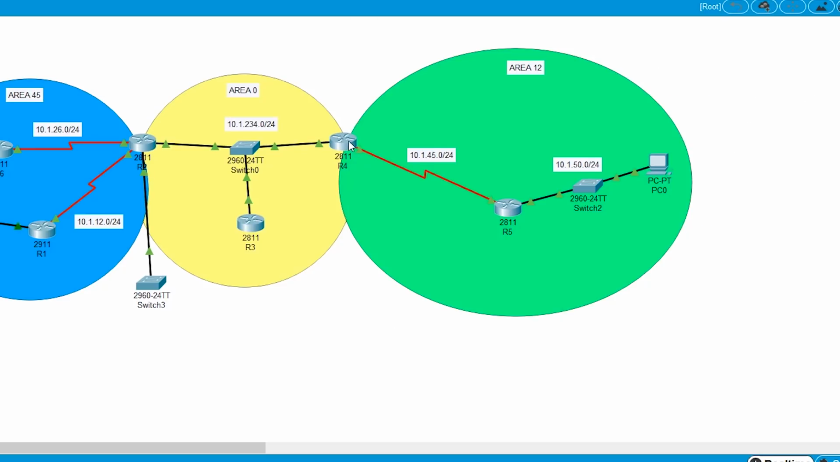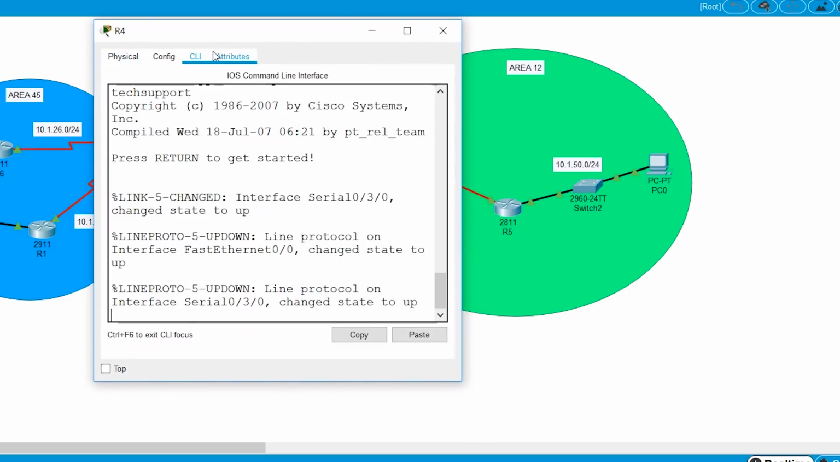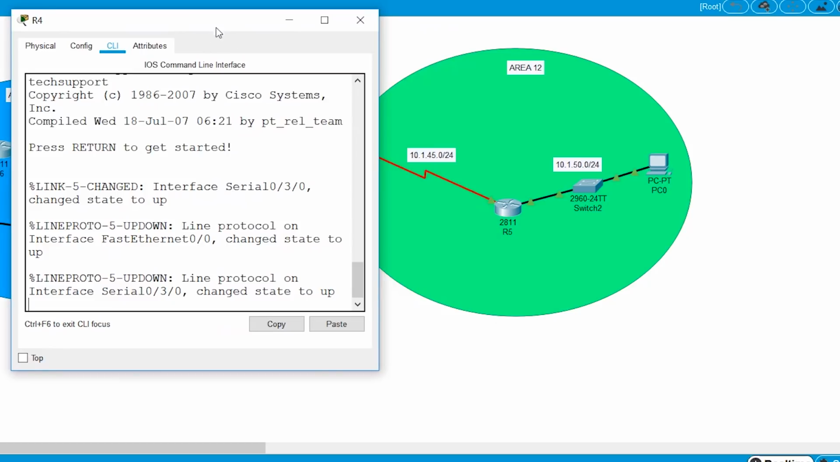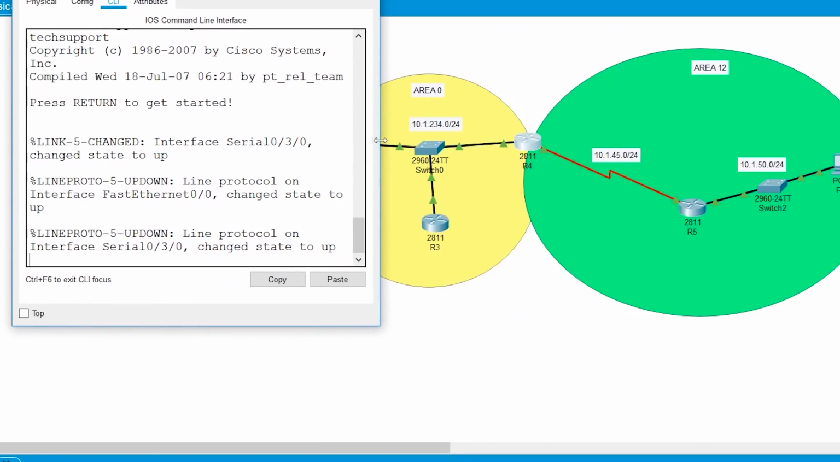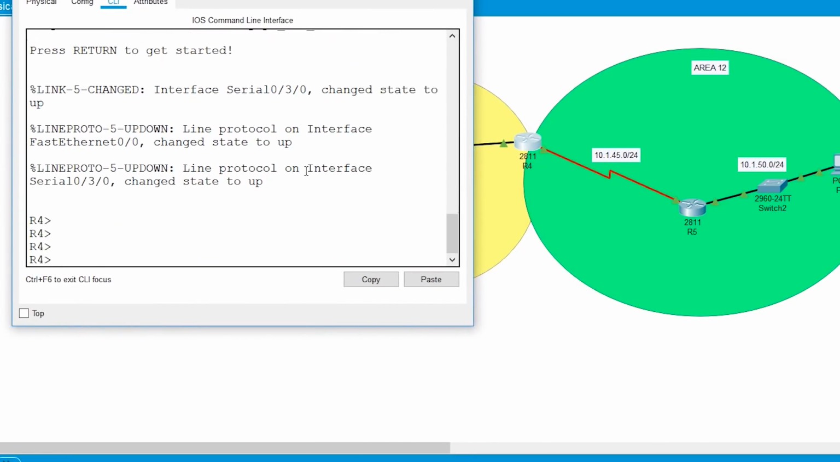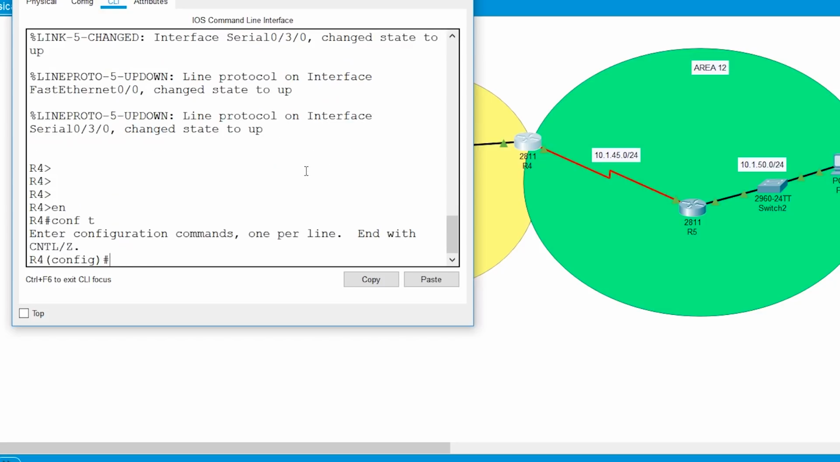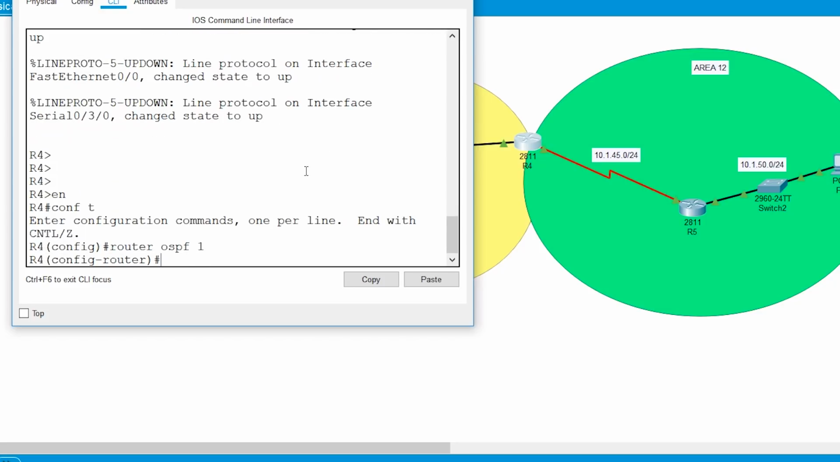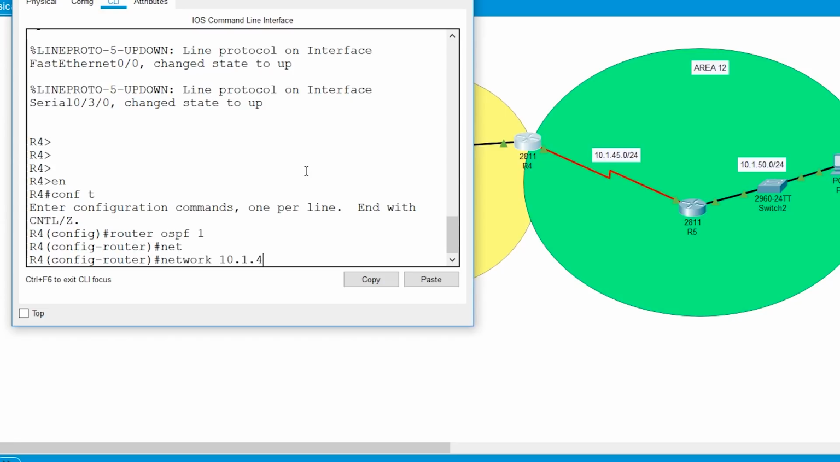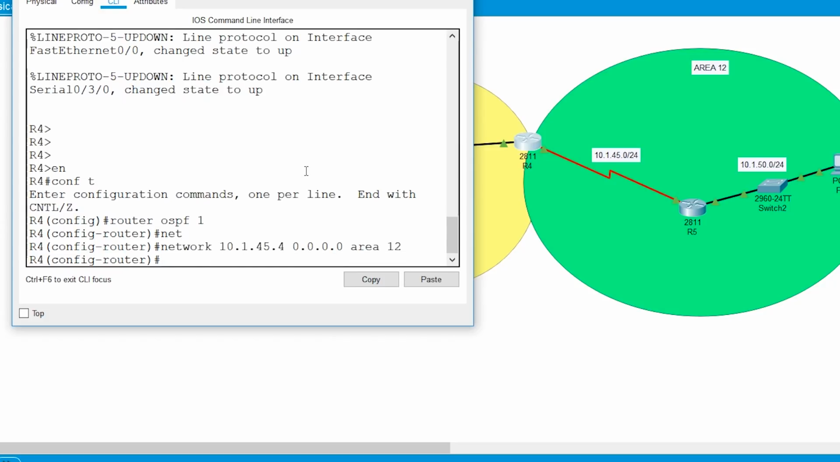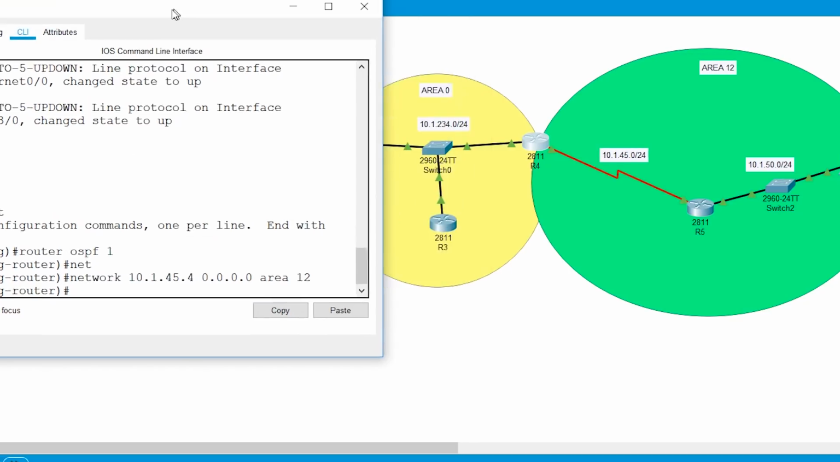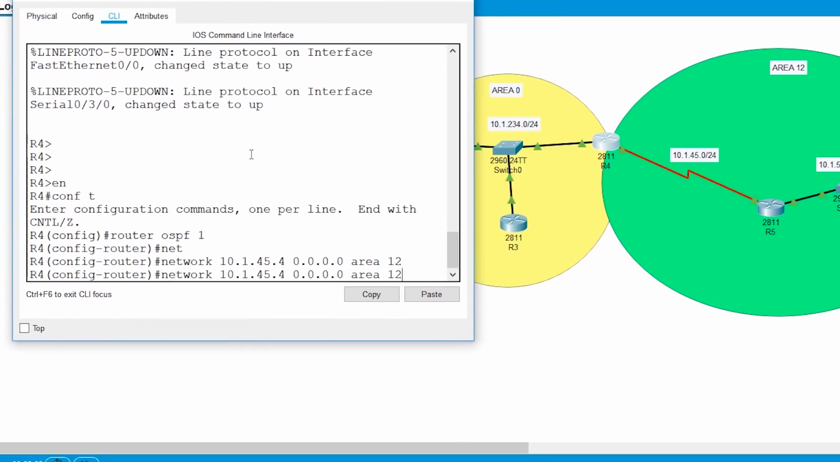All right, now let's do router 4. Router 4 is the same thing. We have done this. It's again going to be multi-area, so we can do the same thing here. Enable, configure terminal, router ospf 1, network 10.1.45.4 0.0.0.0 area 12, and the other network is it is 0.